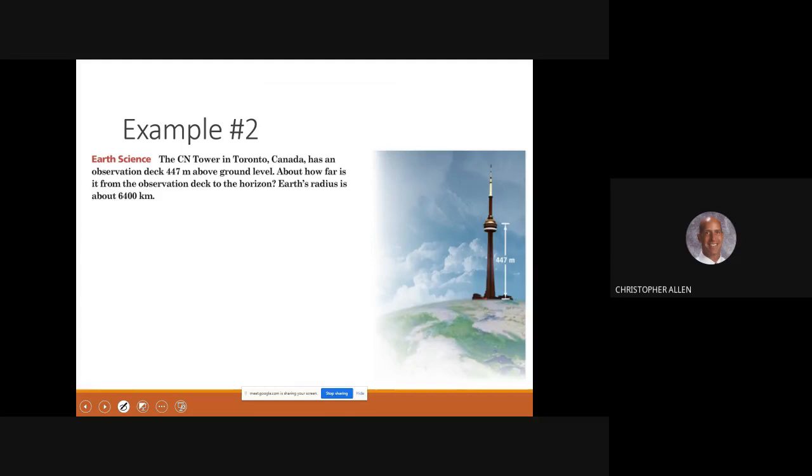All right, let's look at example number 2. It says the CN Tower in Toronto, Canada has an observation deck that's 447 meters above ground level. About how far is the observation deck from the horizon? And then they tell us the radius of the Earth. Holy cow. Wow, that's a lot.